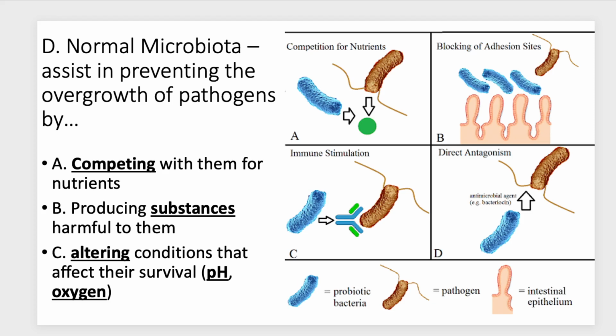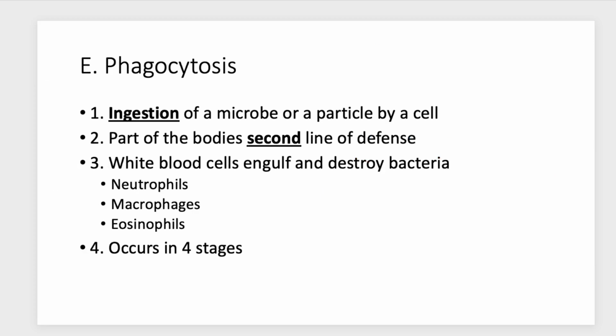Also, those normal microbiota are going to produce different chemicals that allow them to dominate that environment. So that's going to be harmful to any other organisms that try to move in and start taking their food. And then altering conditions will affect their survival, such as pH and oxygen, that these normal microbiota can influence.